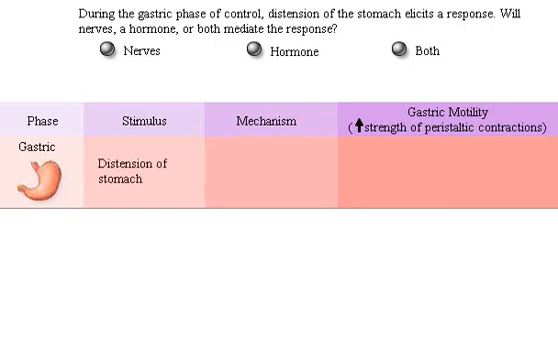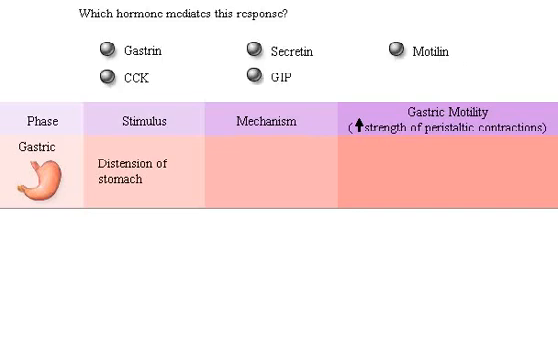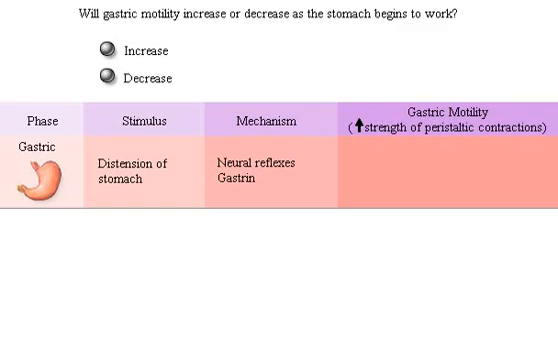During the gastric phase of control, distension of the stomach elicits a response. Will nerves, a hormone, or both mediate the response? Which hormone mediates this response? Note that we use the term neural reflexes when the neural mechanism is not fully understood or when both long and short reflexes are involved. Will gastric motility increase or decrease as the stomach begins to work?